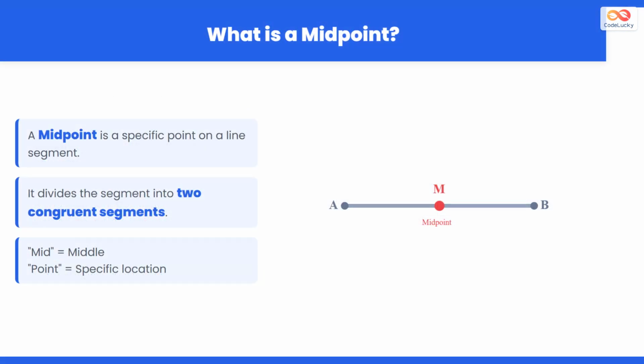A midpoint is exactly what it sounds like. It is the point located in the exact middle of a line segment. The key feature of a midpoint is that it divides the original segment into two smaller segments that are identical in length. It is a specific location that balances the segment perfectly.